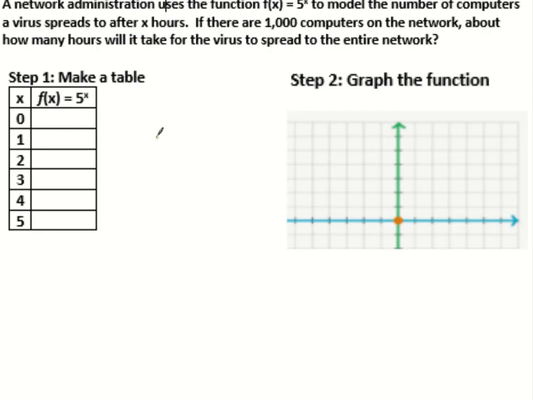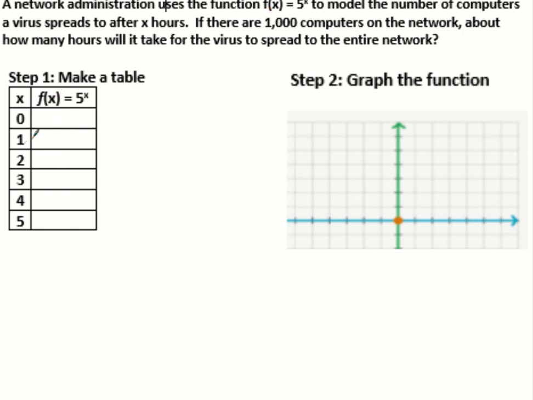So a network administrator uses the function f of x equals 5 to the power of x to model the number of computers a virus spreads to after x hours. So if there are 1,000 computers in the network, about how many hours will it take for the virus to spread to the entire network?